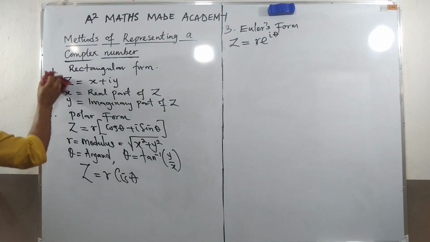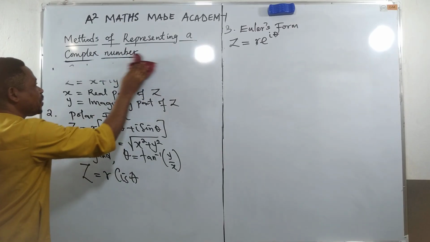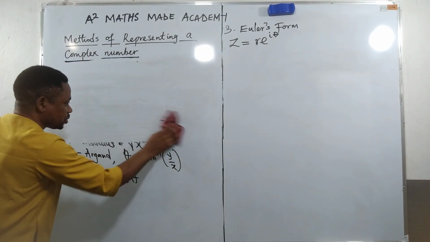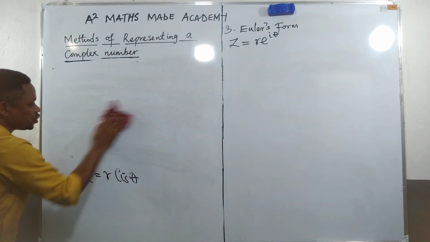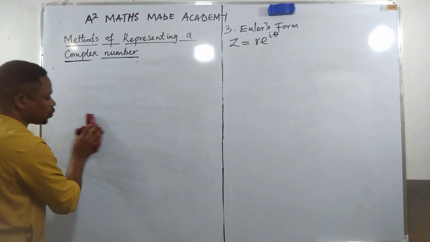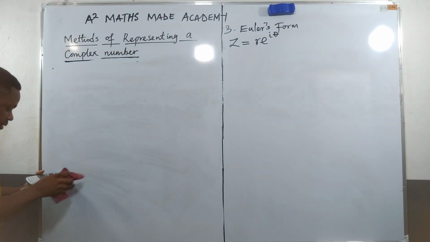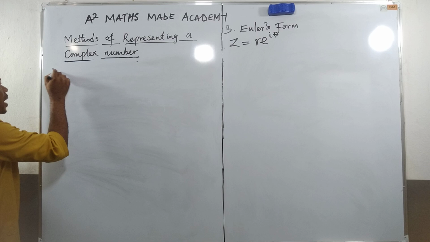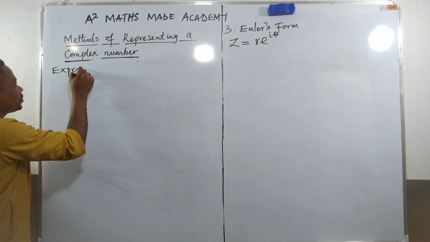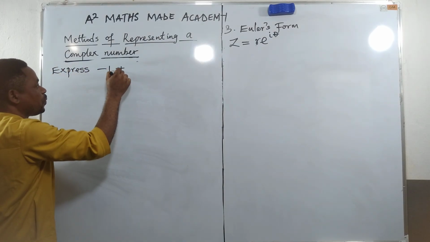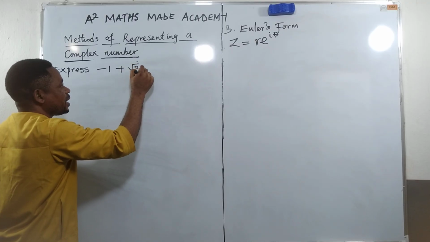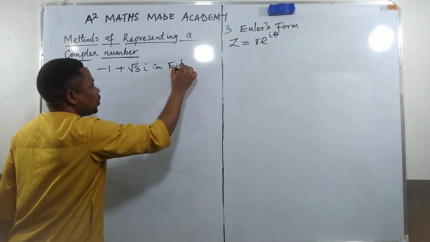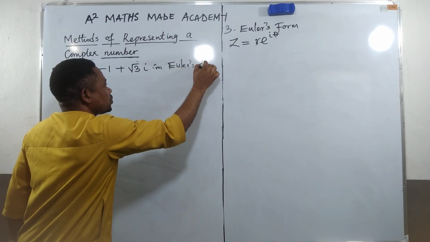Now, let's look at one particular question under those methods listed above. So, let's go to question number one. The question says: express minus 1 plus square root of 3 i in Euler's form. In Euler's form.